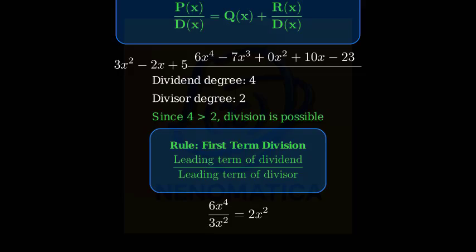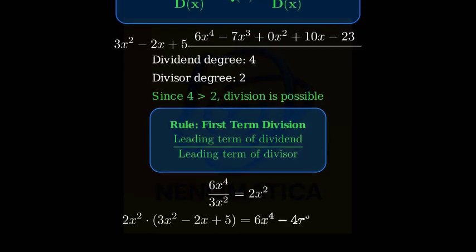6x to the fourth divided by 3x squared gives us 2x squared. Next, we multiply the entire divisor by 2x squared. 2x squared times 3x squared equals 6x to the fourth. 2x squared times negative 2x equals negative 4x cubed. 2x squared times 5 equals 10x squared.